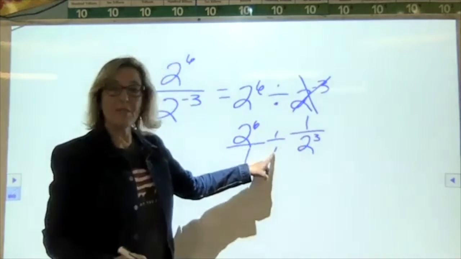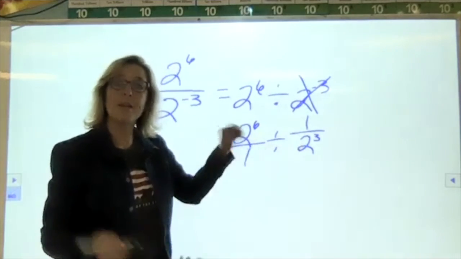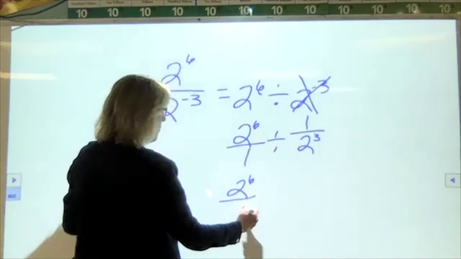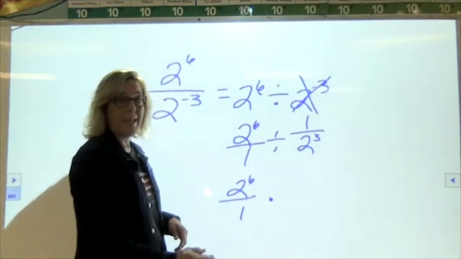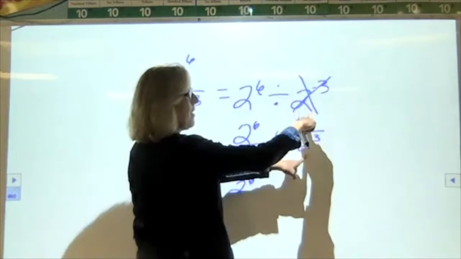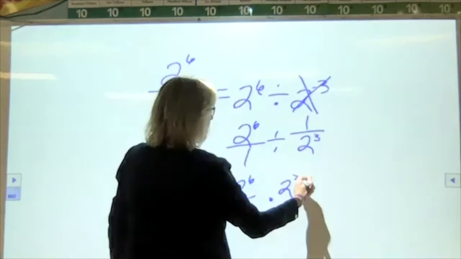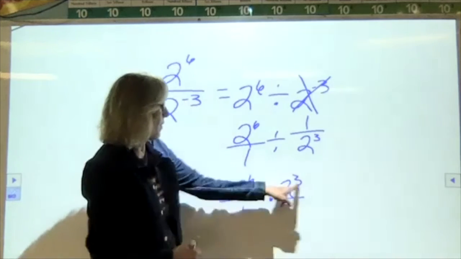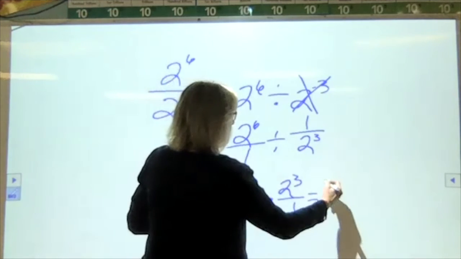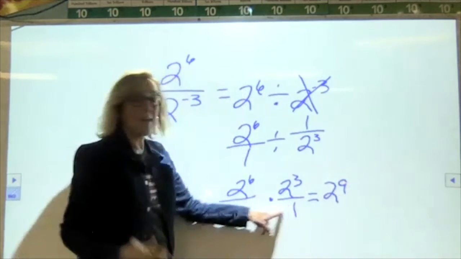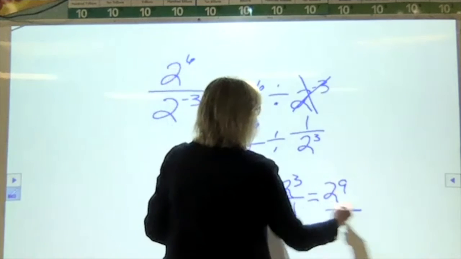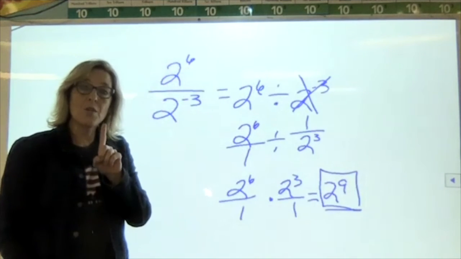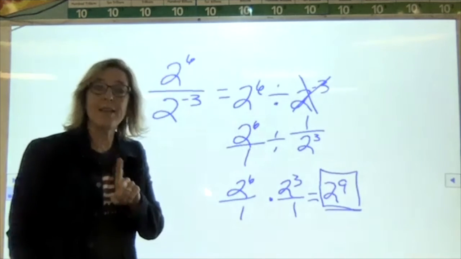And whenever we have a division of a fraction, we turn it into multiplying its reciprocal. So we're going to leave 2 to the 6th power alone. We're going to turn that into multiplication, and we're going to do the reverse of this. So it would be 2 to the 3rd power over 1, which is the reciprocal. And so now we can multiply the numerators, which will give us 2 to the 9th power, and the denominator is 1. So this is equal to 2 to the 9th power. Okay, so that's thinking about it as division.